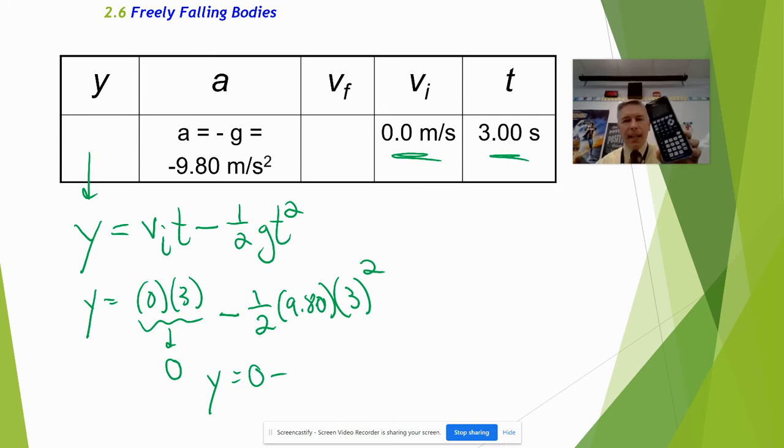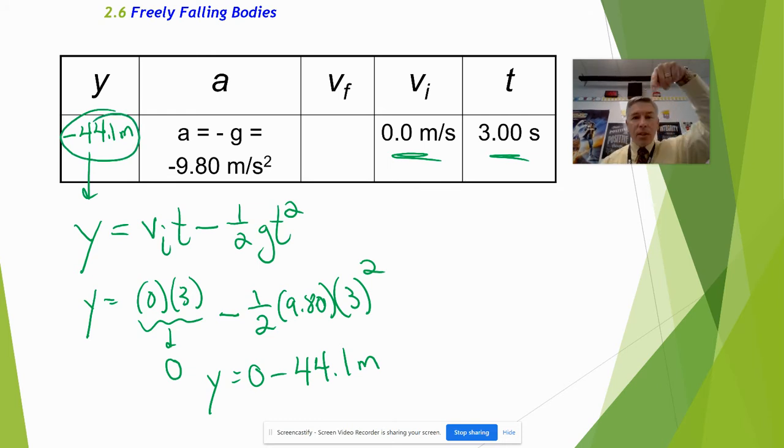So I pull out my handy dandy calculator here and I plug in. I'm going to take 1/2 times 9.8 times 3 squared, which is 9. And I get 44.1 meters. So 0 minus 44.1 meters means that my y here is negative 44.1 meters. Why is it negative? Because it's going down.